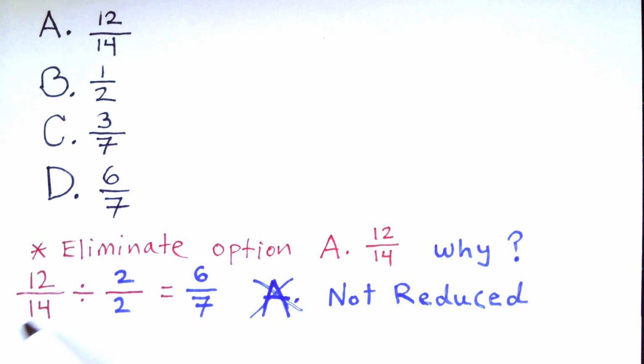So even number on top, even number on bottom, I can divide the smallest even number. 12 divided by 2 is 6. Why? Because 2 times 6 equals 12. 14 divided by 2 is 7. Why? Because 2 times 7 equals 14, right? So the reduced fraction should have been 6/7. So that leaves you options B, C, and D.